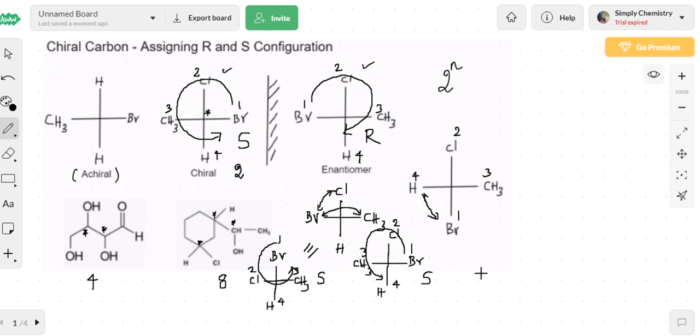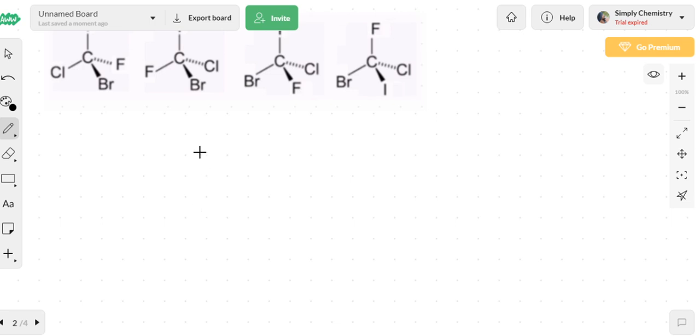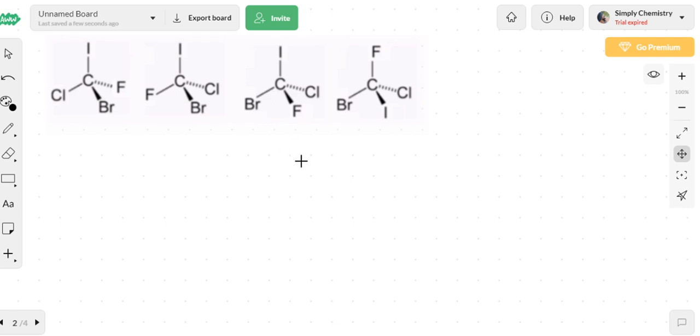So let us see a few more examples. So this is another type where we have to assign the RS configuration for the wedge and dash notations. First I will explain how to convert the wedge notations to the Fischer notation. Then we will see a simple trick to assign the RS configuration without converting them into the Fischer notation. So let us see how to convert the wedge notation to the Fischer notation.